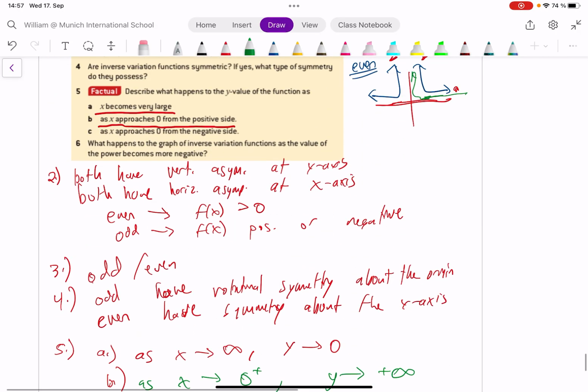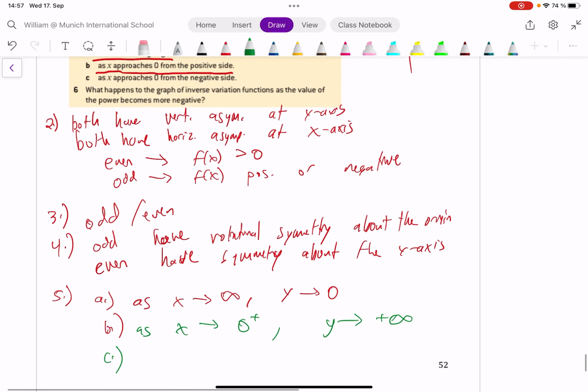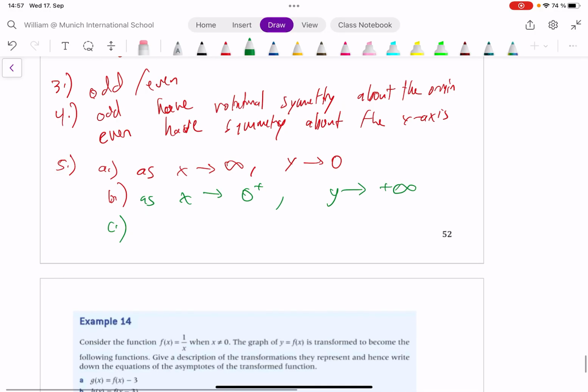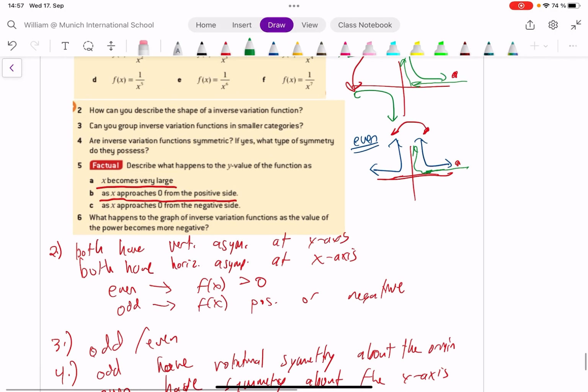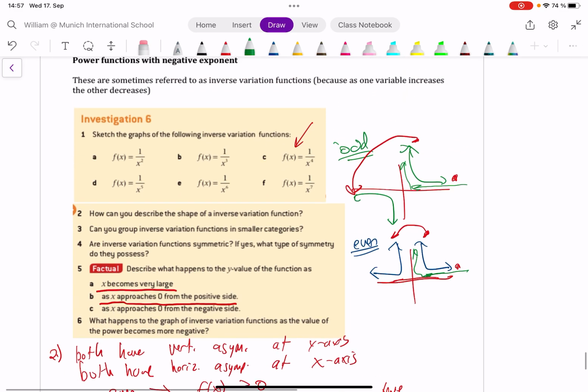And then it says, well, what happens as they approach from the negative? So, and this is where they differ. So as x approaches 0 from the left side or the negative side, for the odd functions the y value approaches negative infinity, but for the even ones, the y value approaches positive infinity. Right? And it's because the even functions go up, whereas the odd functions go down.